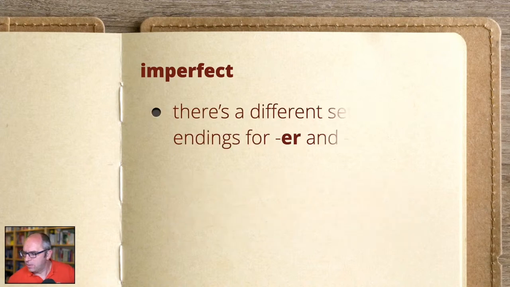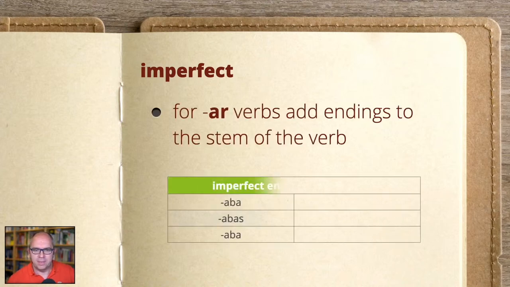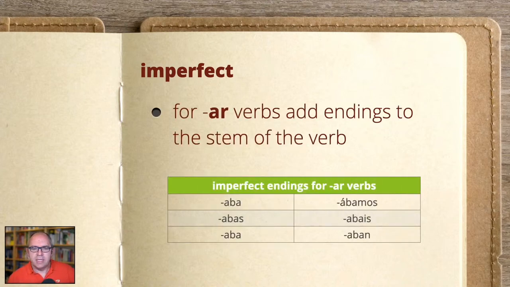Can I just double check one thing? No, we're going to go back to here. Let me see if I can bring this in again. Yep. So we're going to take the verb hablar. Let's conjugate that together with these endings.